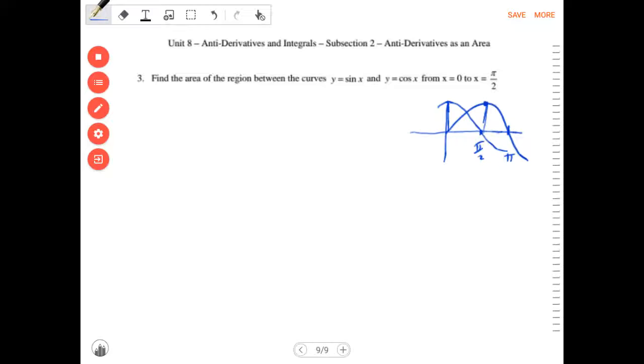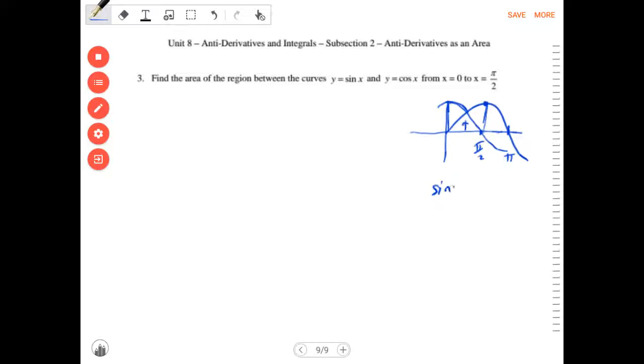Oh, and if you look at this, the graphs kind of crisscross here. So cosine is on top for this first bit, and sine is on top for the second bit. So we need to know where that point is. Now, you guys are pretty smart. Intuitively, that should be pi over 4, right? Where sine x equals cos x, but we should prove it.